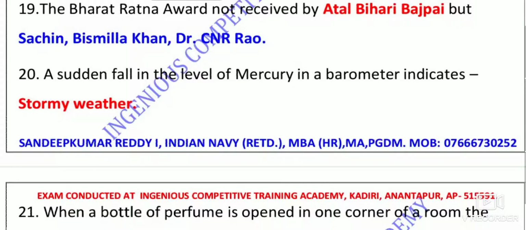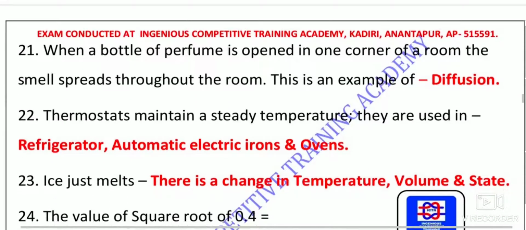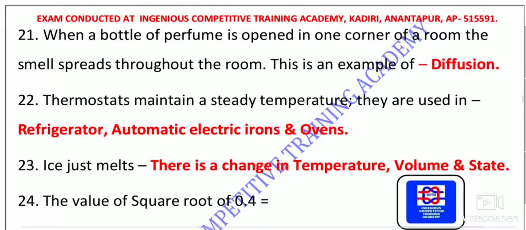A sudden fall in the level of mercury in a barometer indicates that stormy weather is going to happen. Next we have, when a bottle of perfume is opened in one corner of a room, the smell spreads throughout the room. This is an example of diffusion. We knew that the maximum diffusion takes place by the nitrogen which is kept in the thermocol. That is the one which directly gets diffused, but not in the same manner. The same perfume bottle also works on the principle of diffusion.